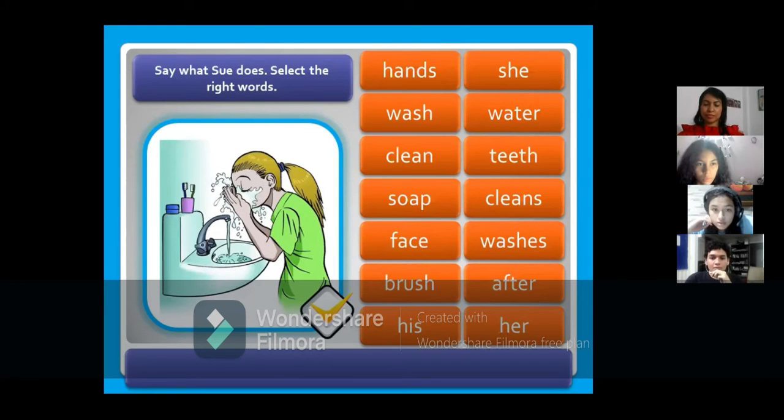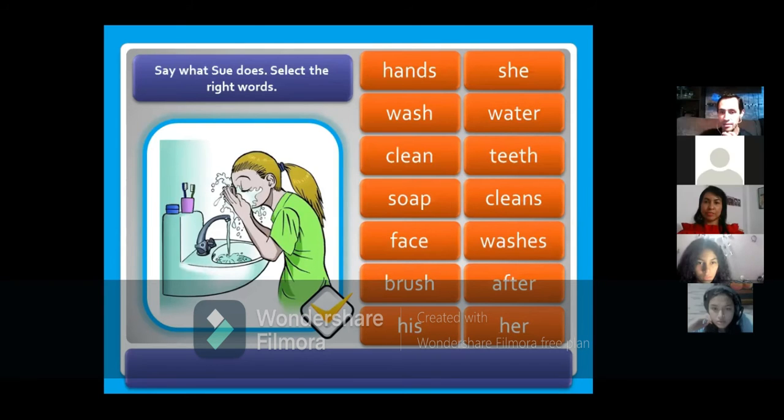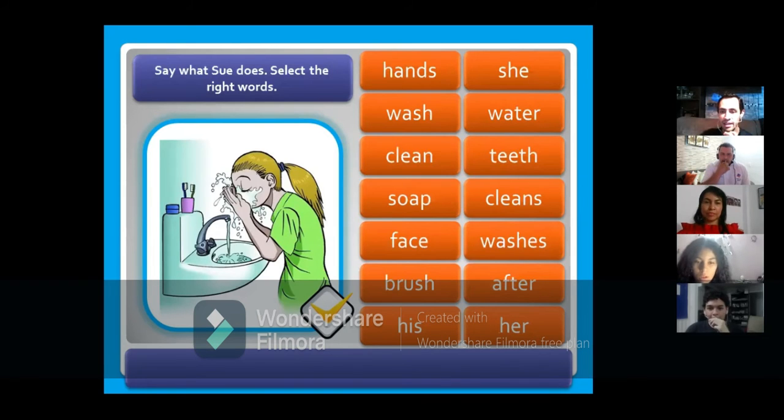What is Sue doing? Sue washes her face. Yeah, it's washes her face. Very good, that's correct. Washes, because it's third person, and she is washing, is cleaning her face.